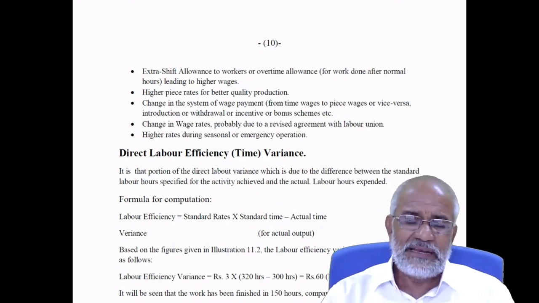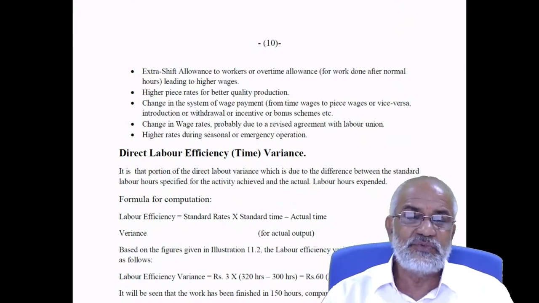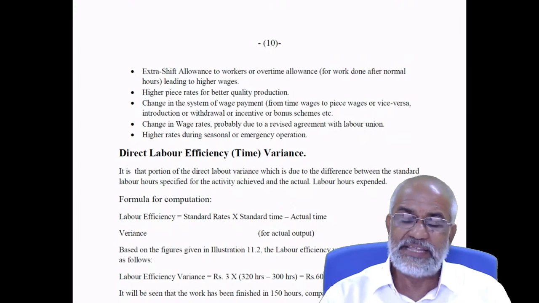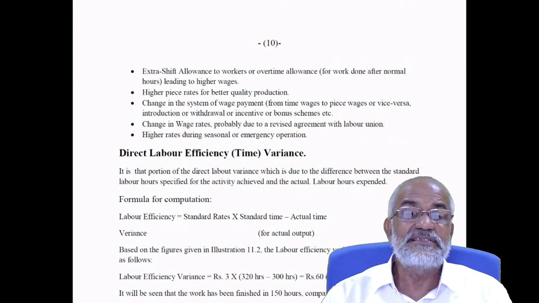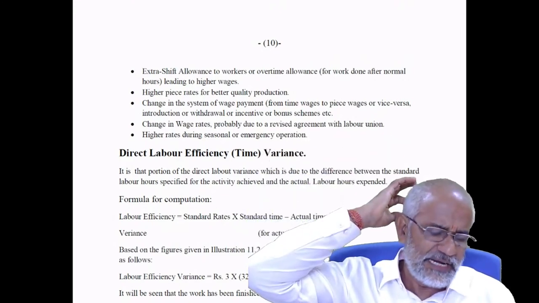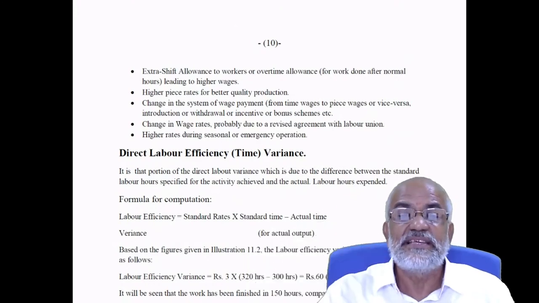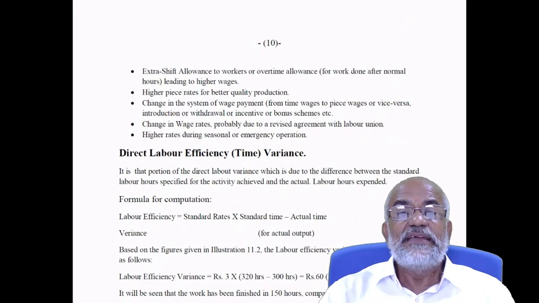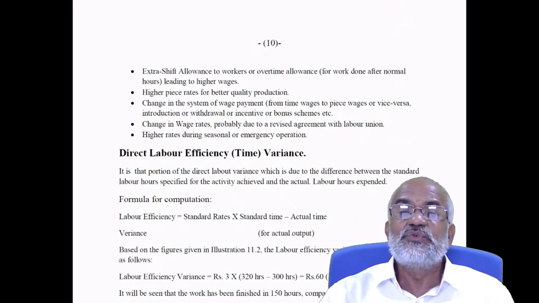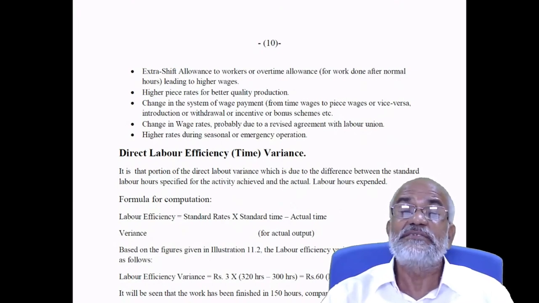Then after direct labor rate variance, the next one is the direct labor efficiency variance, which is another component of direct labor cost variance. There are two components: direct labor rate variance and direct labor efficiency variance. So after direct labor rate variance, let us discuss direct labor efficiency variance. It is the portion of the direct labor variance which is due to the difference between the standard labor hours specified for the activity achieved and the actual activity.